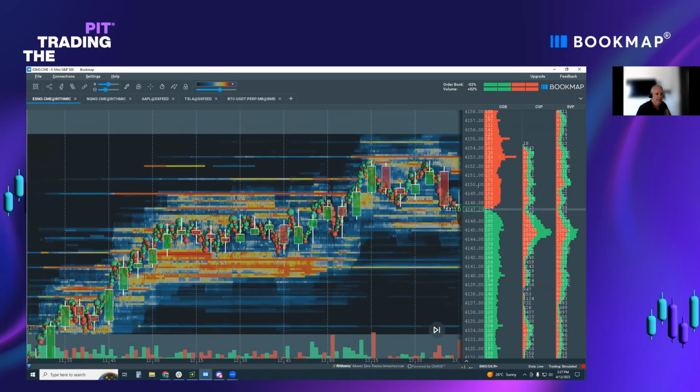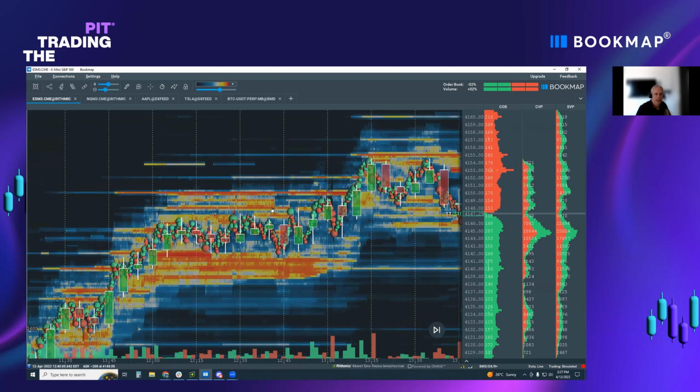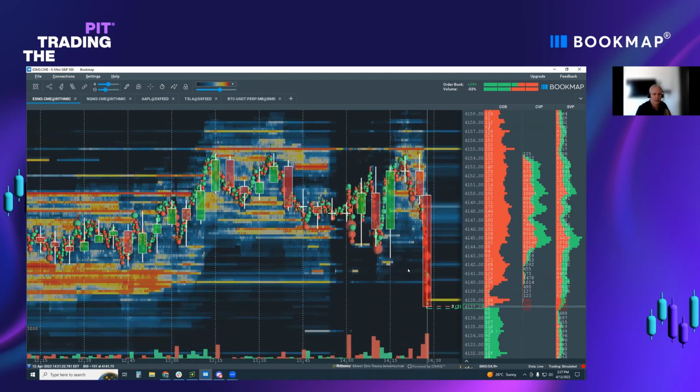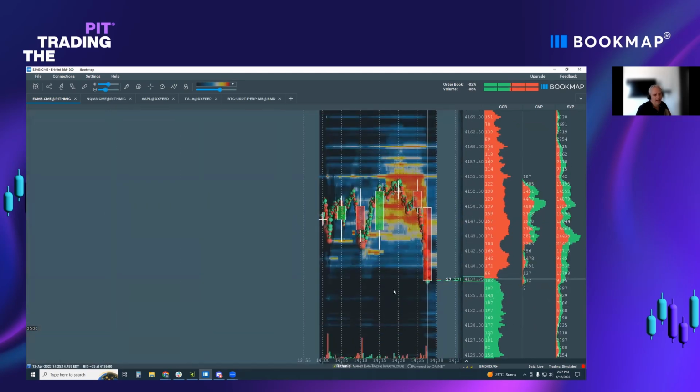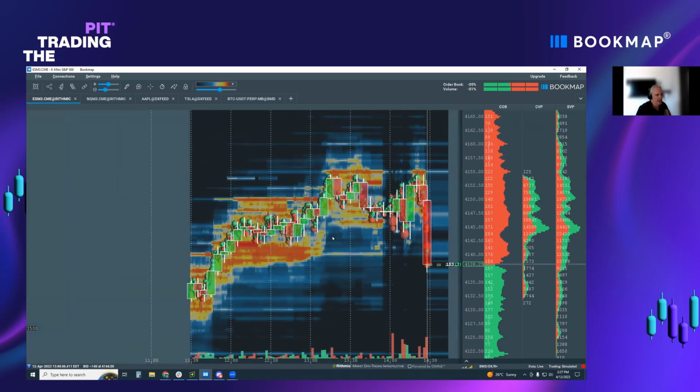Now the heat map looks complex. It is not. It is very, very simple data. We'll come back to this area here, but we'll go to the current market to show you the heat map here. Wow, there's a nice sell-off here. Let's take a look at where this sell-off might go.